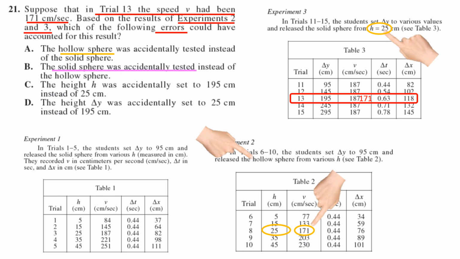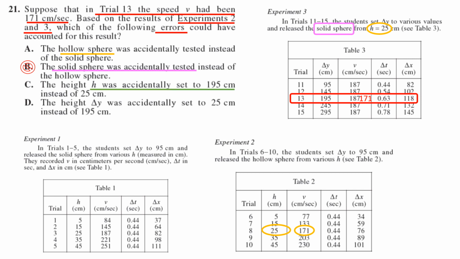Let's go through and break down the others. The solid sphere was accidentally tested. Well, no, they were testing the solid sphere, and if they had tested that, that's the result you would expect. So B is out. The height was accidentally set to 195. Well, if you're releasing it from a higher height, 195 instead of 25, the velocity would be much faster, not lower than 187, faster than 187. Or the height of Y was accidentally set to 25. That wouldn't change it, because that's just the height of the platform. It would not impact velocity. So our answer is definitively A.